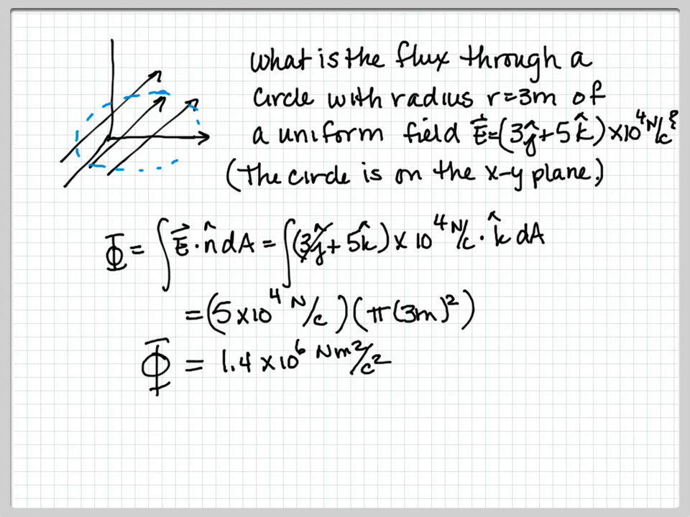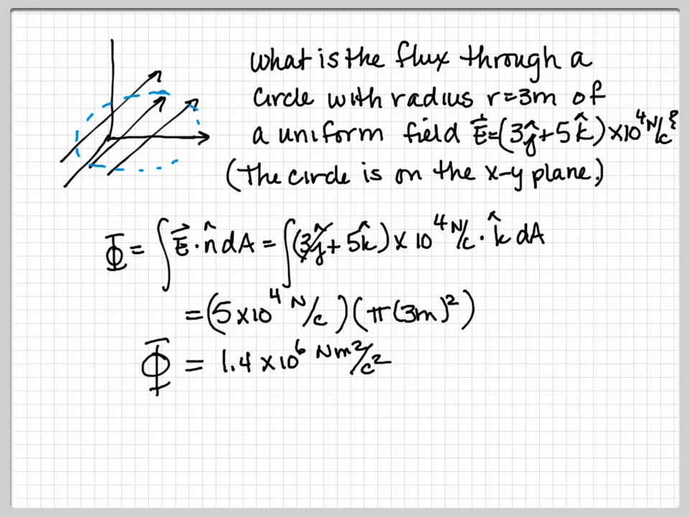So we set up the integral where the flux is equal to the integral of E dot n dA, and plug in our field, and our K hat is our normal to the circle, and we have dA still. So it ends up being the 5 times 10 to the 4th, because J dot K cancels out.